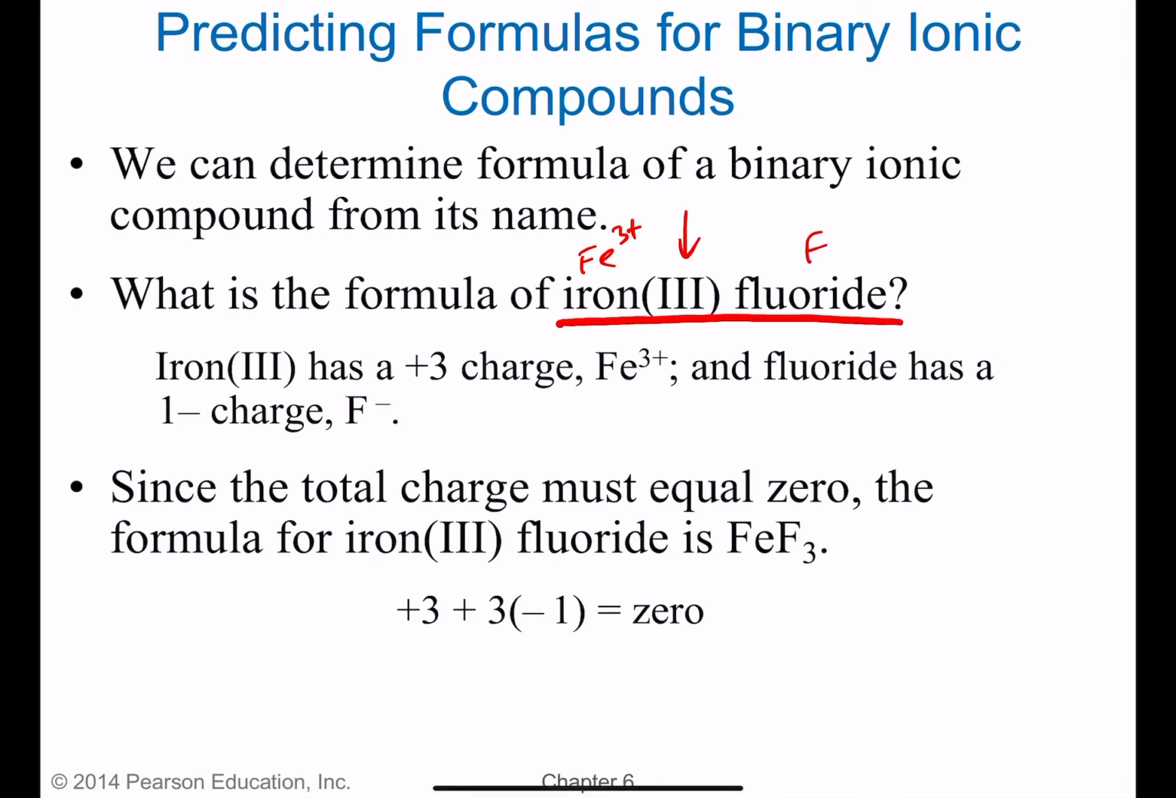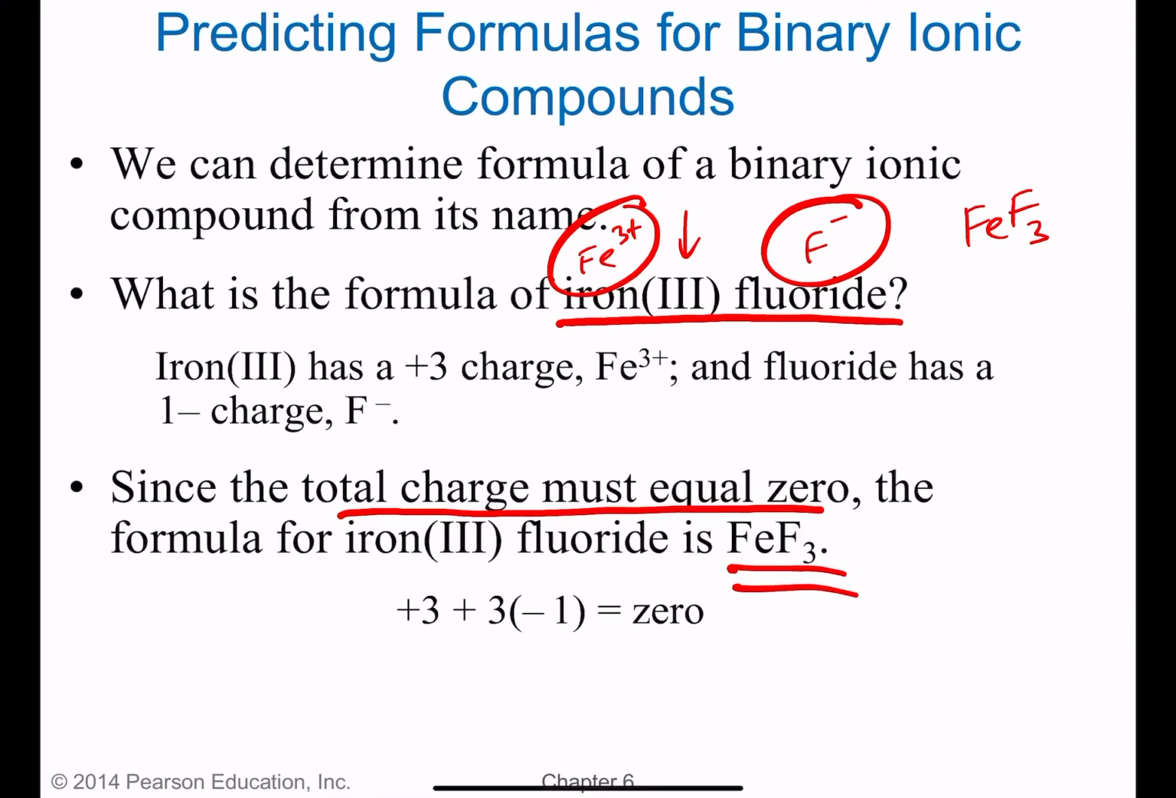Now fluorine, being a halogen, is always 1-. So then you think, how many fluorines are going to be necessary to form a neutral compound with one of these iron 3s? Well, we would need 3 fluorines. So we should get Fe and then F with a subscript 3. So that's what they have here. Again, we're just combining the ions so that we get an overall 0 charge. The total charge must equal 0.